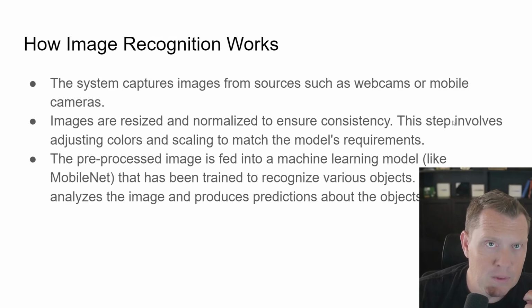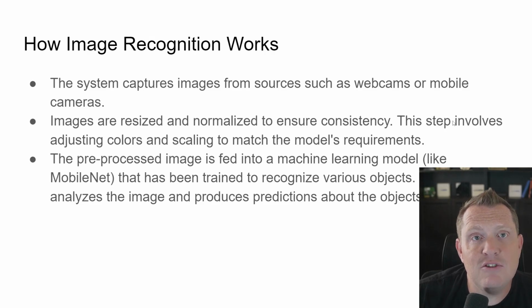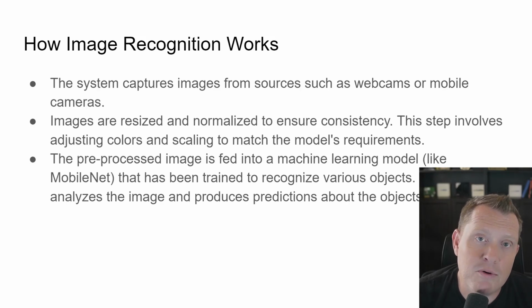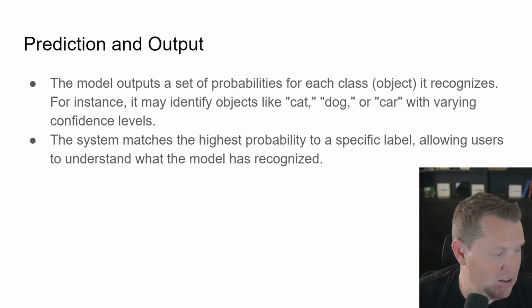The system captures images from sources such as webcams, mobile cameras, or downloaded images. Images are resized and normalized to ensure consistency. This step involves adjusting colors and scaling to match the model's requirements. The pre-processed image is fed into a machine learning model like MobileNet that has been trained to recognize various objects. The model analyzes the image and produces predictions about the objects it identifies.